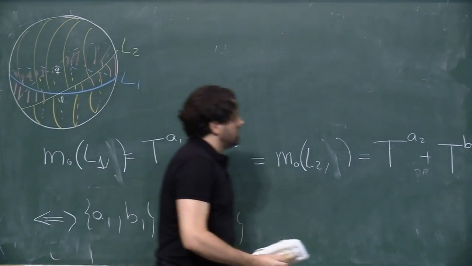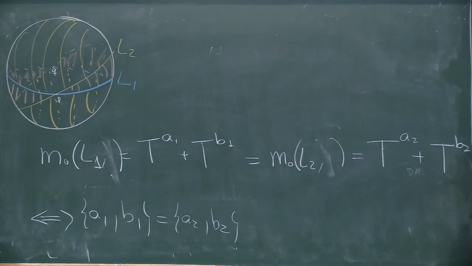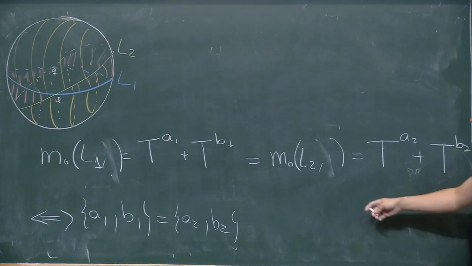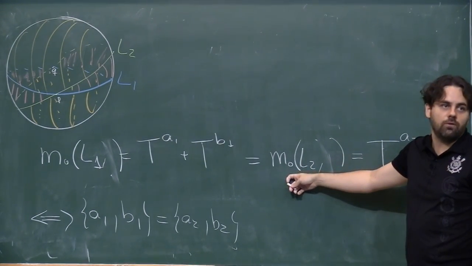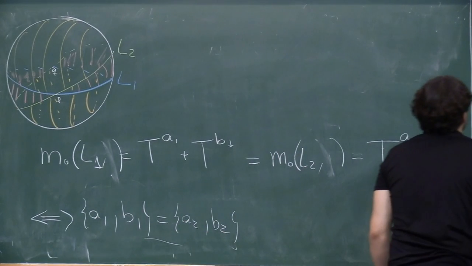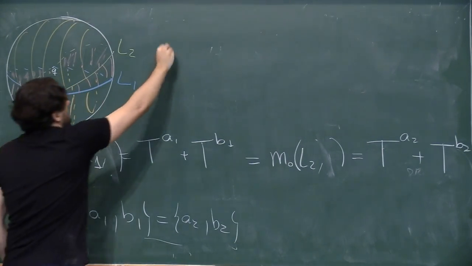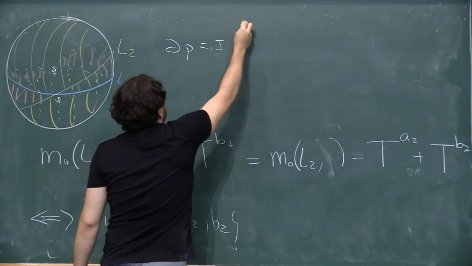I'll not work out in detail the differential. So you can see the differential of P, we will count, say, the red strips, and the differential of Q will count the orange strips, or the other way around. But suppose now we are in this case, right? You need this case to be able to have Floer homology. So suppose now we are in this case. So what we have is that, as I said briefly, the differential of P will be plus or minus.